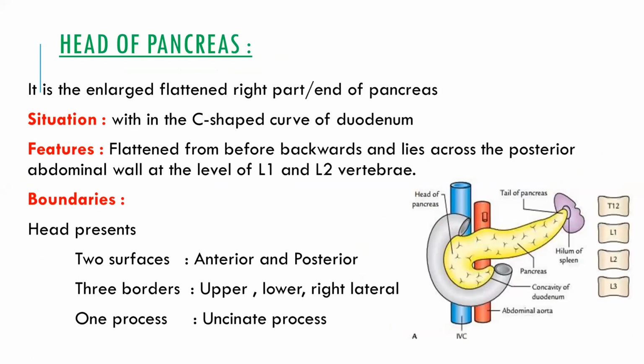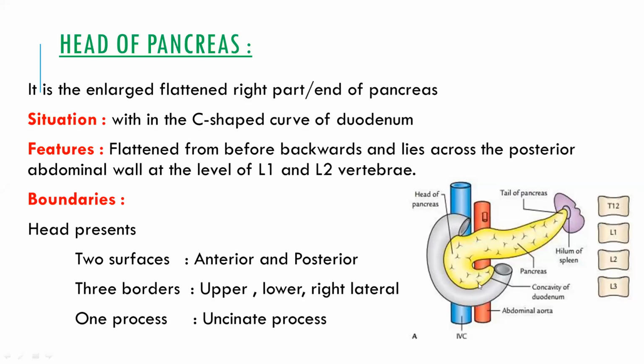Among these, first is the head of the pancreas. The head of the pancreas is enlarged and flattened, and it is seen at the right part or right end of the pancreas. This is the right end and this is the left end. It is situated within the concavity of the duodenum, the C-shaped curve of the duodenum. So this is the head part lying within the C-shaped curve of the duodenum.